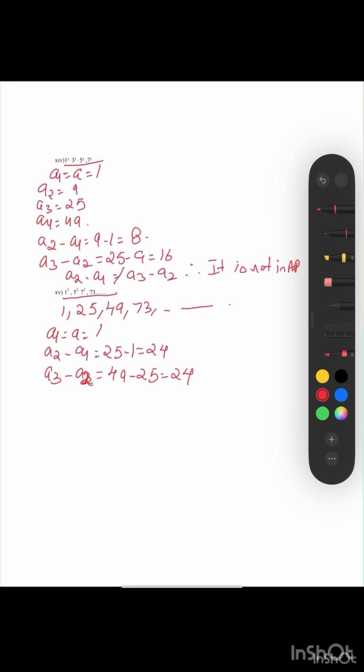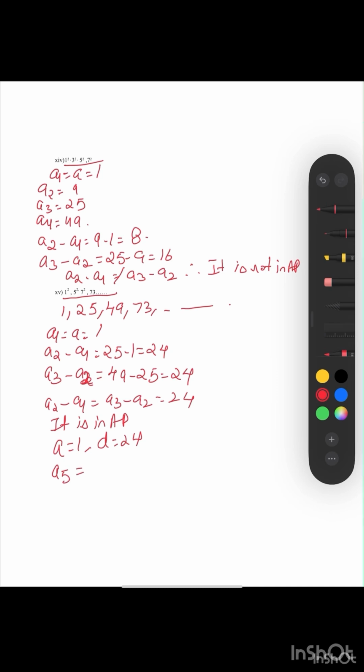So in this case, since the difference between two consecutive terms is the same, A2 minus A1 is the same as A3 minus A2, it is in AP. If it is in AP, we have to find out the next terms. We are given the first 4 terms. We have to find out A5, A6 and A7.